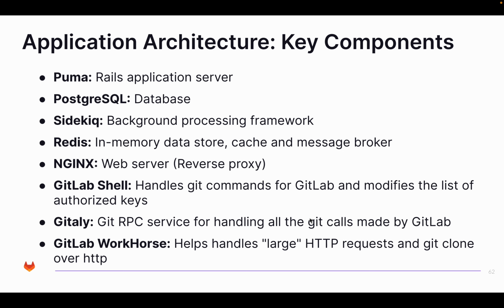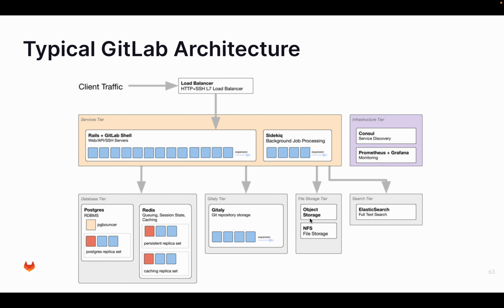Now, these are sort of the core components. There is more. If you look at a typical GitLab architecture, you also see, for example, Consul or Prometheus and Grafana, which we'll discuss later. But also for Premium instances, people might use Elasticsearch for advanced search, or even OpenSearch, which is also an important component.